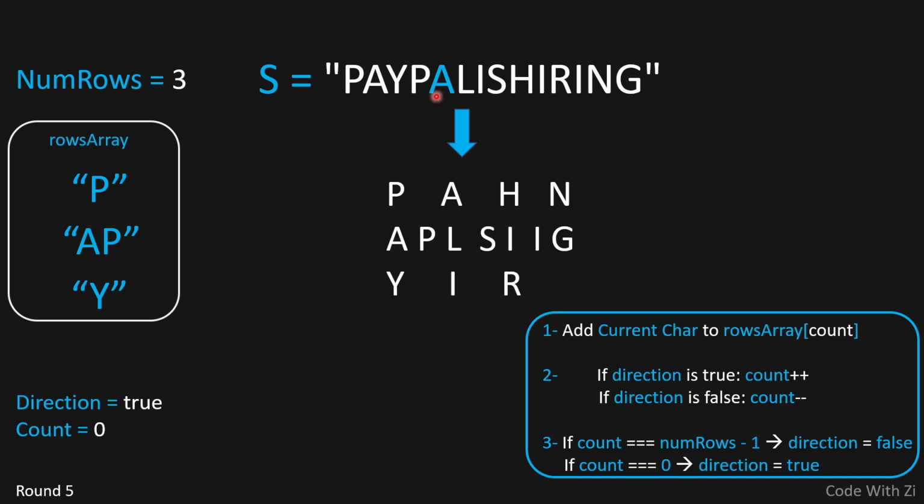In our next round, our current character is gonna be a. So we're gonna add a to the rows array at the count index.